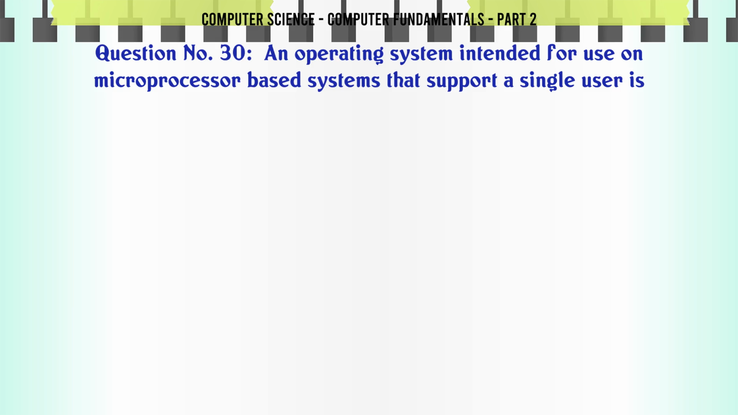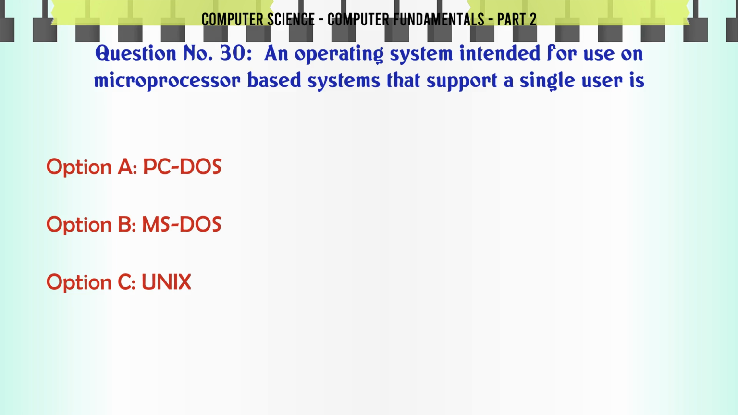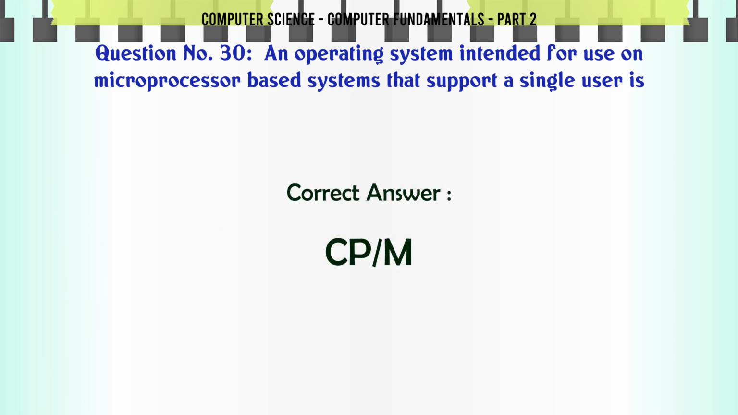An operating system intended for use on microprocessor-based systems that support a single user is A. PC-DOS, B. MS-DOS, C. Unix, D. CP/M. The correct answer is CP/M.